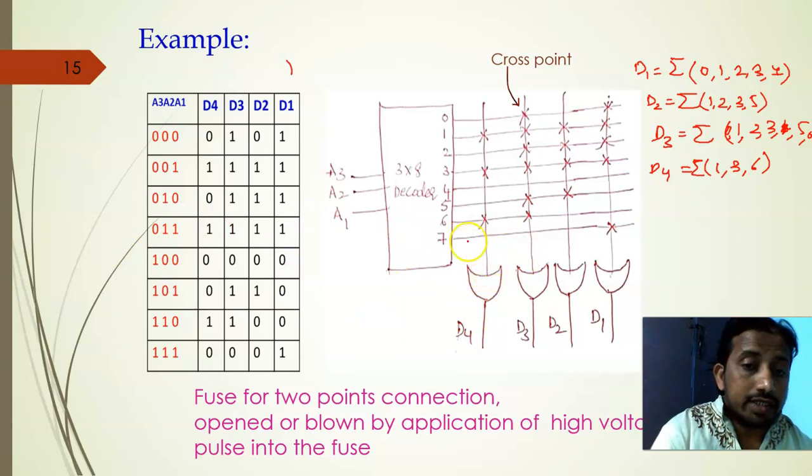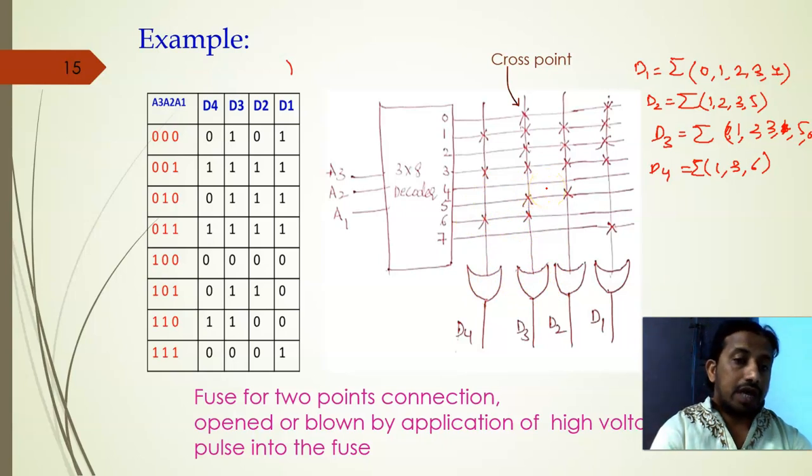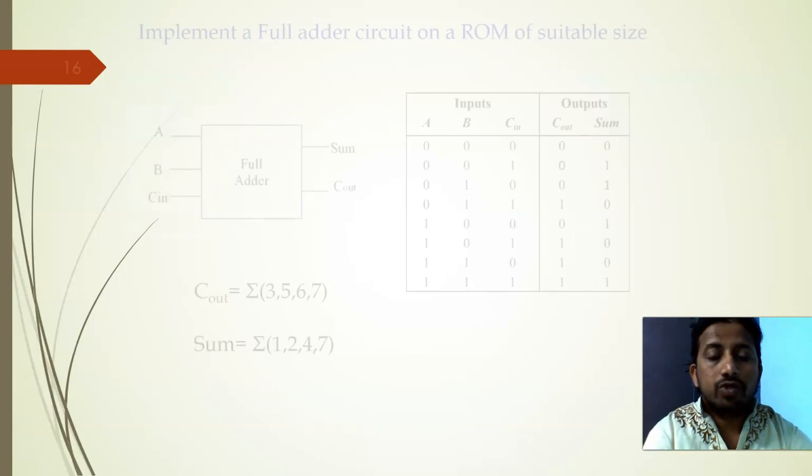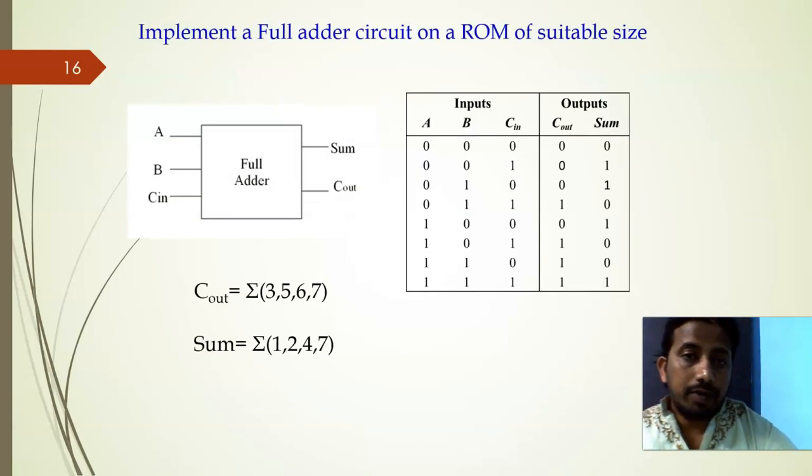Now, how many input OR gate is this one? An 8 input OR gate. And how many fuses are intact? 3 fuses for D4. How many are there for D3? D3 has 6 fuses intact. Like that you will have it. So this is about the implementation.